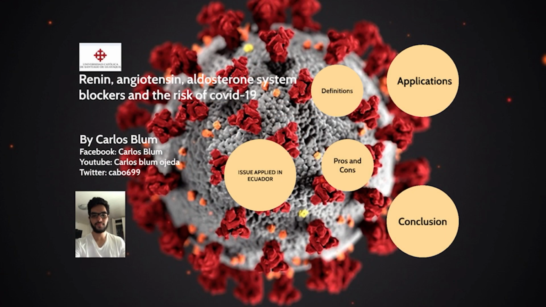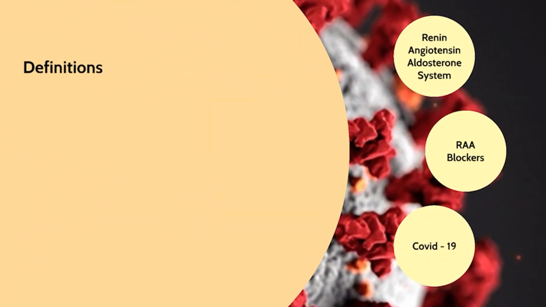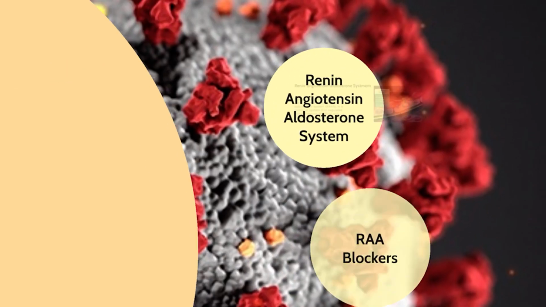Today we're going to talk about the Renin, Angiotensin, and Aldosterone system blockers and the risks of Covid-19. First, we need to define a few terms. First, we need to talk about the Renin, Angiotensin, and Aldosterone system.